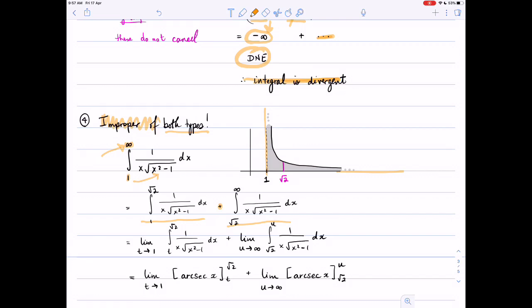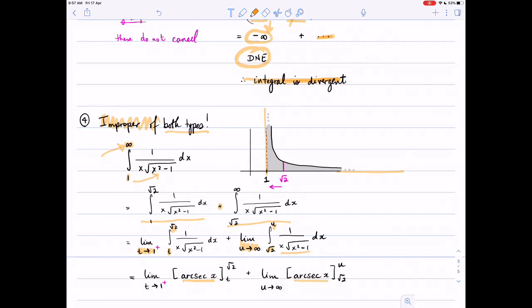So I have split these up into the limit as t goes to 1. That actually should say to 1 from the right, because I'm approaching 1 from the right. So the limit as t goes to 1 from the right of the integral from t to root 2, and then the limit as u goes to infinity, root 2 to u of the same integrand, the same function. This function you might recognize from Calculus 1. That is the derivative of the arcsecant.